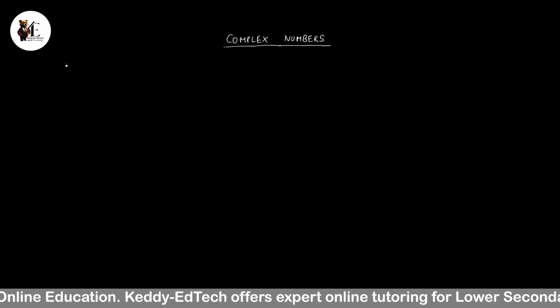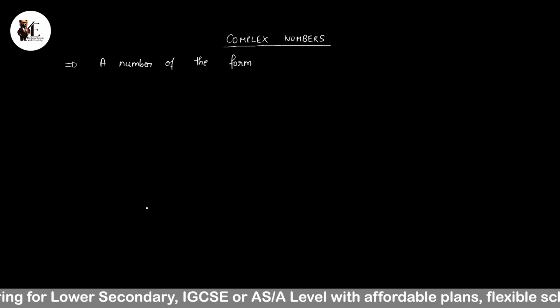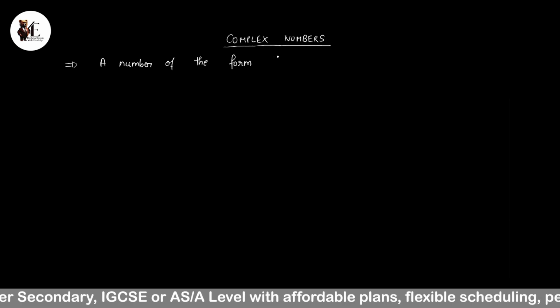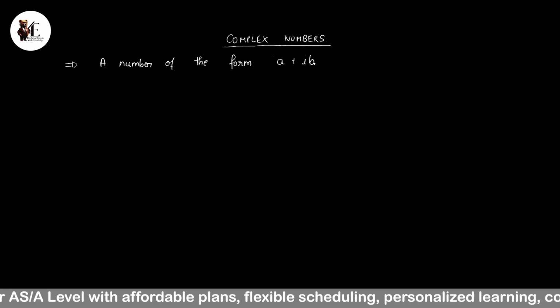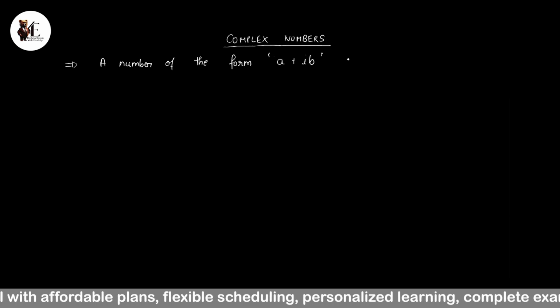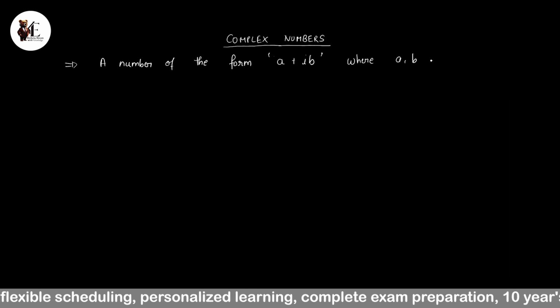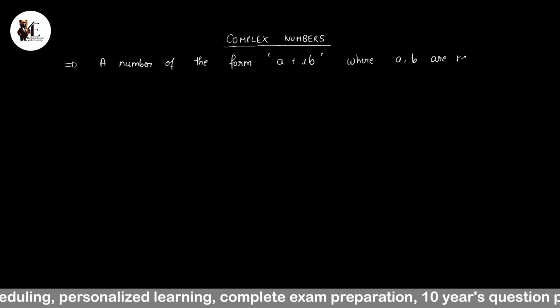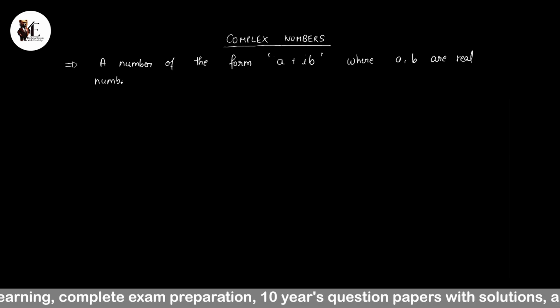Okay. So the definition is a number of the form a + ib, where a and b are real numbers.